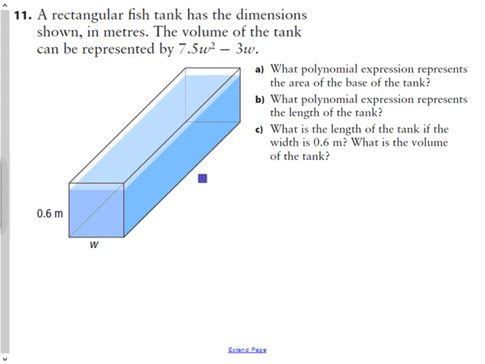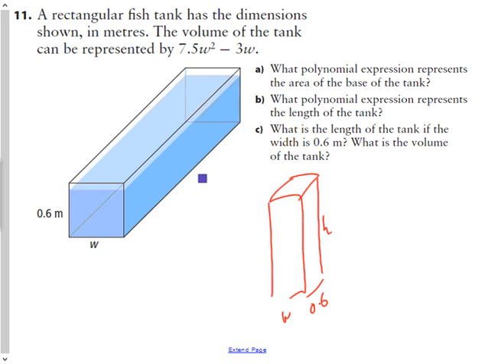Now your next one, question 11, says a rectangular fish tank has the dimensions shown in meters, and its volume is represented by the polynomial 7.5w squared minus 3w. What polynomial expression represents the base of the tank? Now here's what's interesting. So in my opinion, this is much easier to think of it this way. And we could do it a number of ways. I like to reorientate it. And I tell you why. Because I like to have my base as being w and 0.6, and the height I don't know. And here's why.